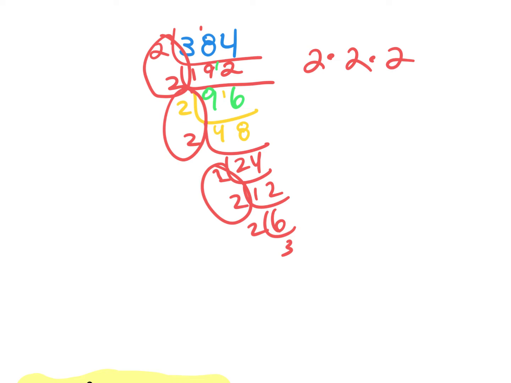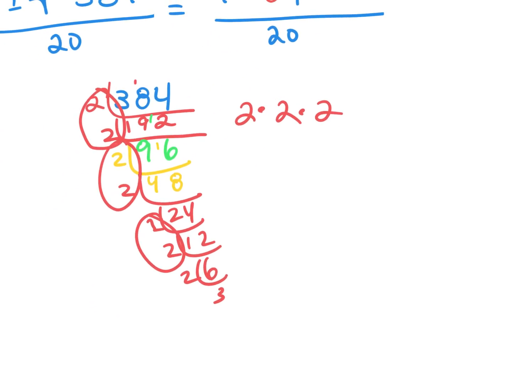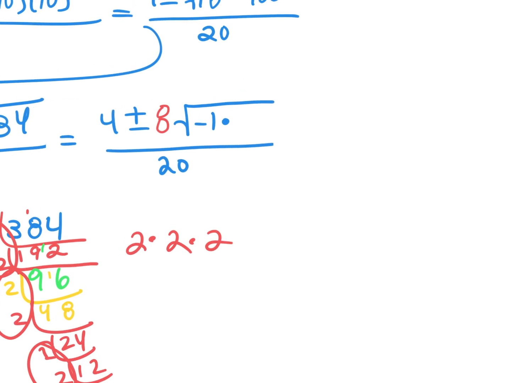So what is 2 times 2 times 2? 8. That 8 is out in front. Those are the pairs we took out, correct? So what is left over inside? 2 times 3, which is 6. Is there anything else that I can take out from underneath the radical that I didn't yet?